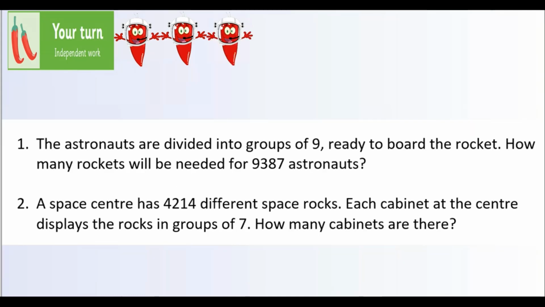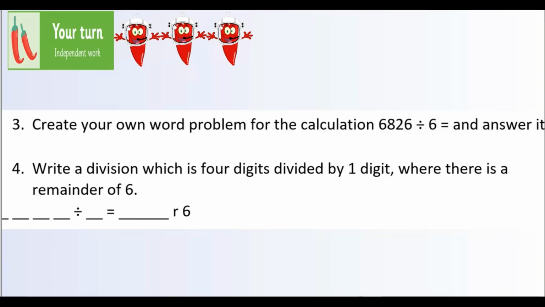And last but not least, Chili 3, you have 2 worded problems to have a go at first of all. So read the worded problem, underline the key information, and then calculate it using a bus stop method. Chili 3, pause the video now, and then when you're ready, you can unpause me. And Chili 3, these are your final 2 questions. So number 3 is create your own word problem for the calculation. And number 4 is write a division, which is 4 digits divided by 1 when there is a remainder of 6.